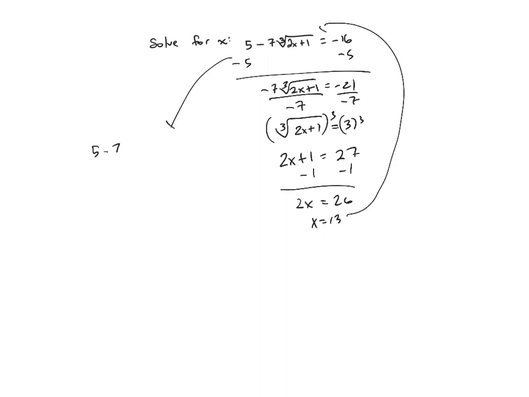So that's 5 minus 7 times the cube root of 2 times 13, which is 26, plus 1. That's 27. Cube root of 27 is 3. So this is 5 minus 7 times 3, which is 5 minus 21. That is indeed negative 16. So that works. Now, the next example is going to be a little more difficult.